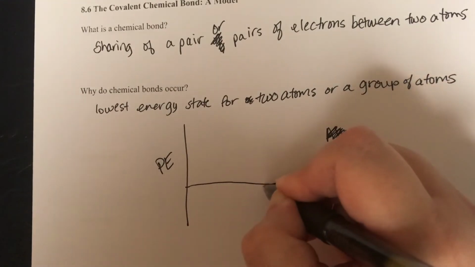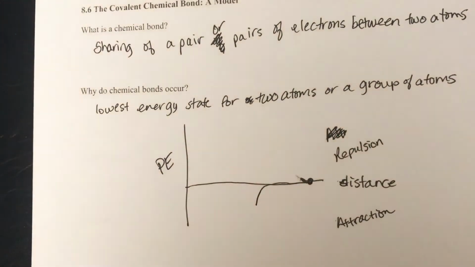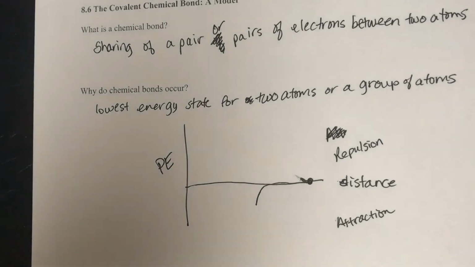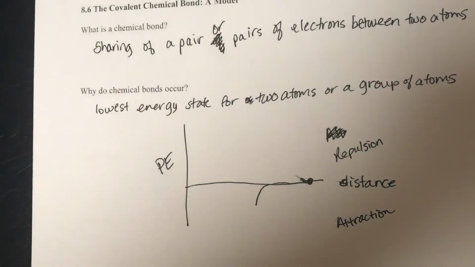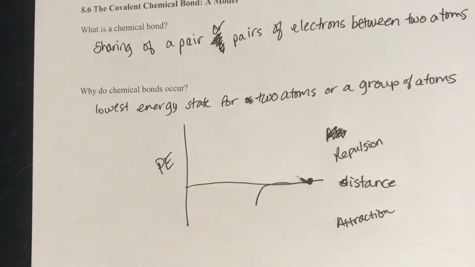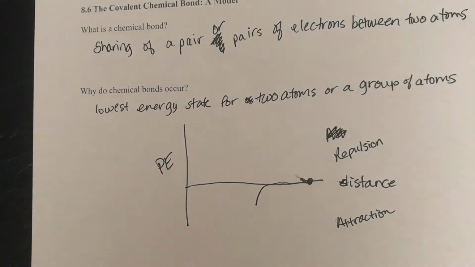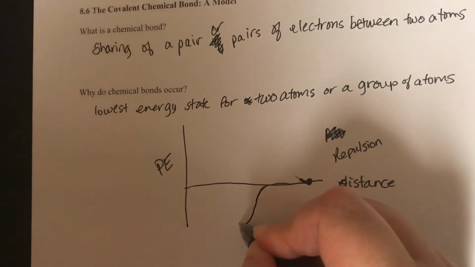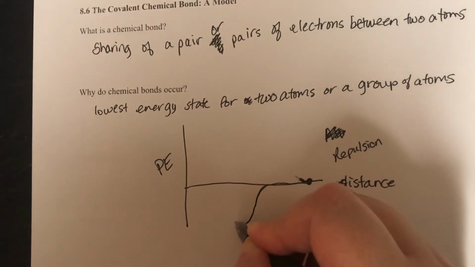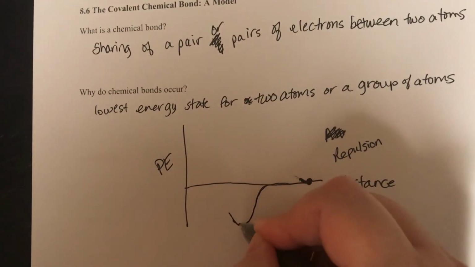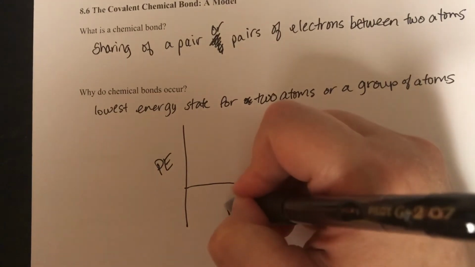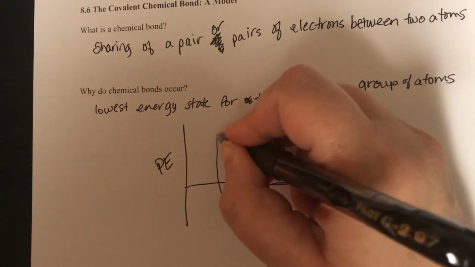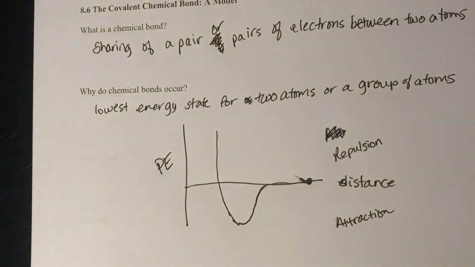But then as they come closer together, they start to feel more attraction than repulsion, because one nucleus is like, I like those electrons on that other atom. And the other nucleus is like, I like those electrons on that atom. So they start to feel some sense of attraction. And then there's a point where the attraction is maximum compared to the repulsion. But then as they get too close together, if the nuclei start to touch, there is way too much repulsion and they push each other apart again.